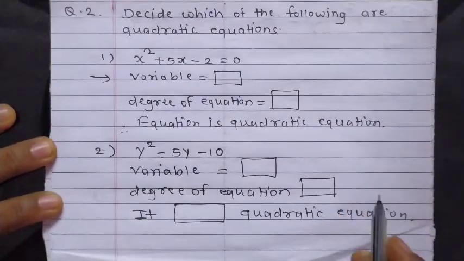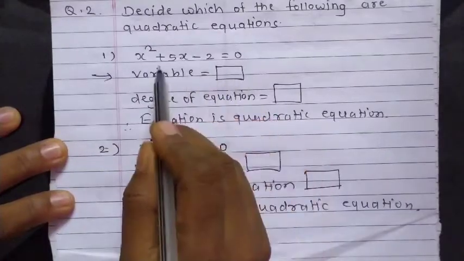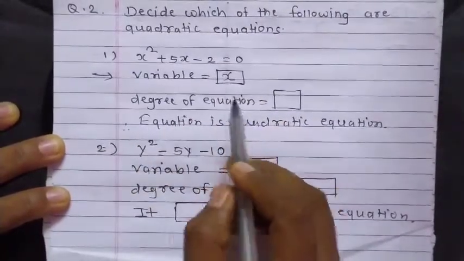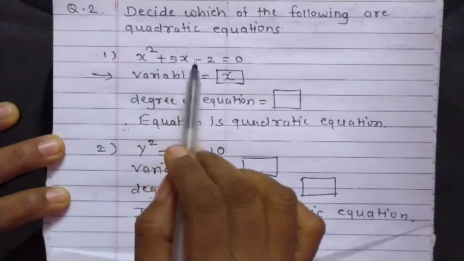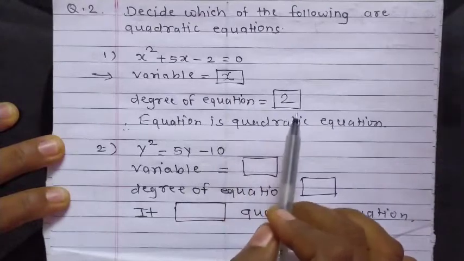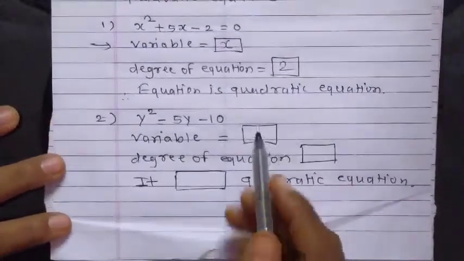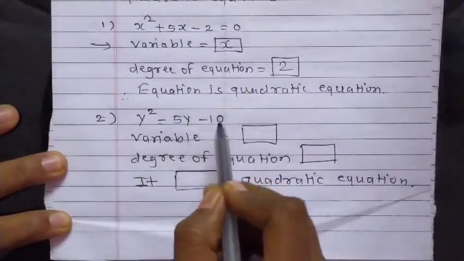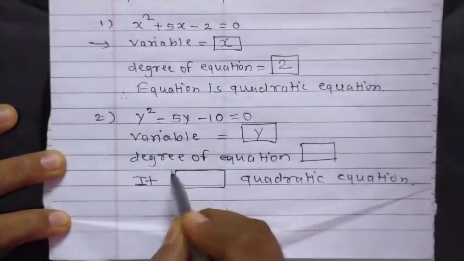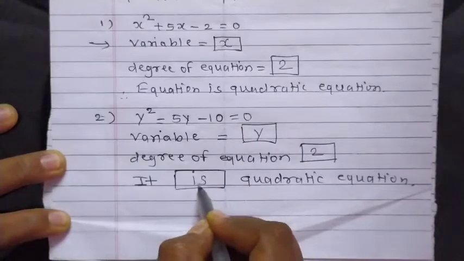There are 6 questions. First we see x square plus 5x minus 2 equal to 0. In this equation variable is x. Degree of equation means highest index of that equation, that is 2. Therefore degree of equation is 2. If degree of equation is 2 and variable is only 1, then it is a quadratic equation. Then in the next equation, y square minus 5y minus 10 equal to 0. Variable is y. Degree of equation means highest index, that is 2, and therefore it is a quadratic equation.